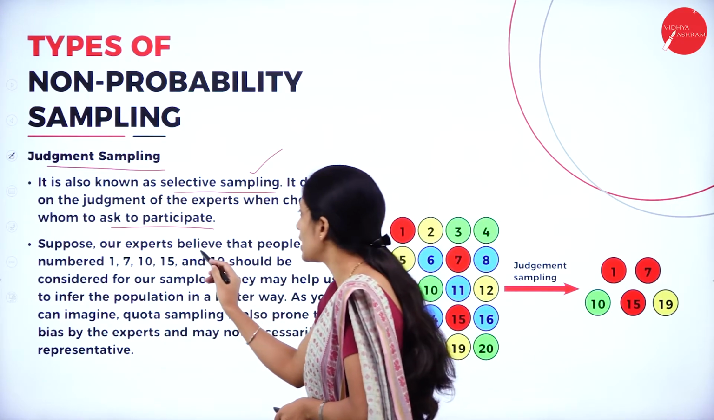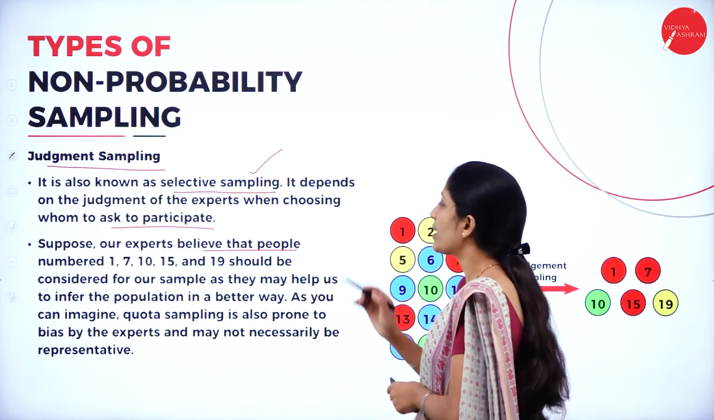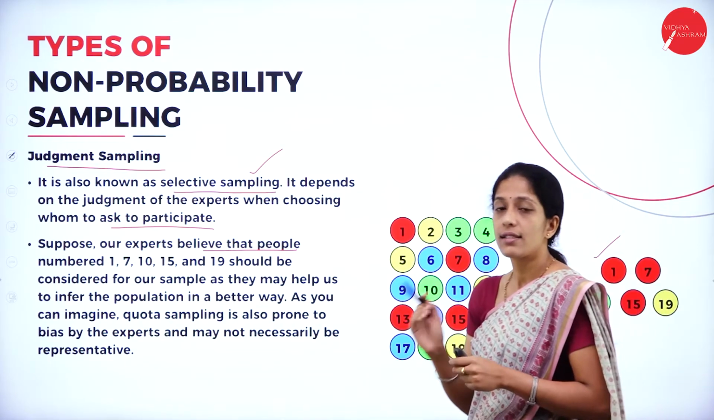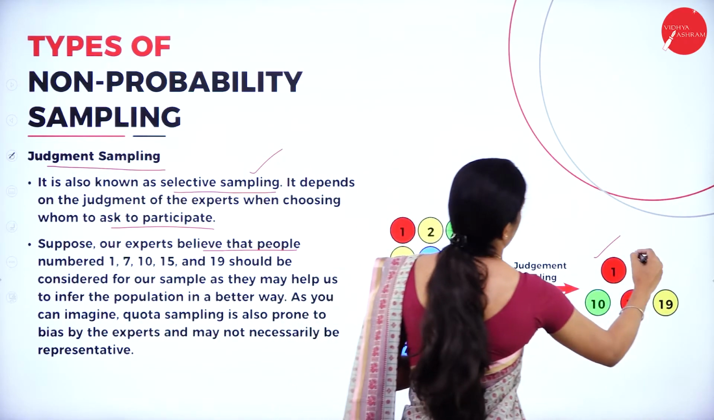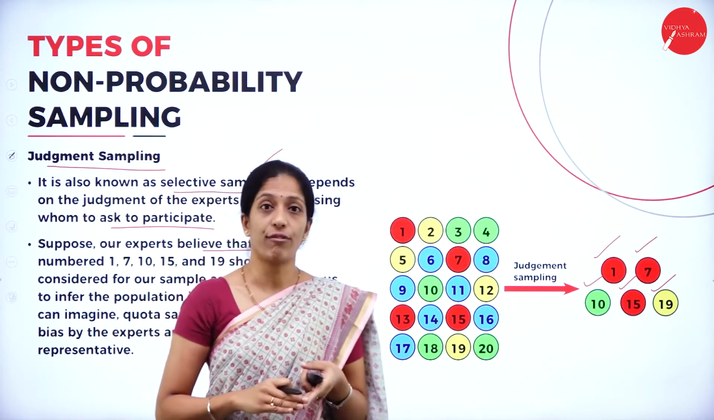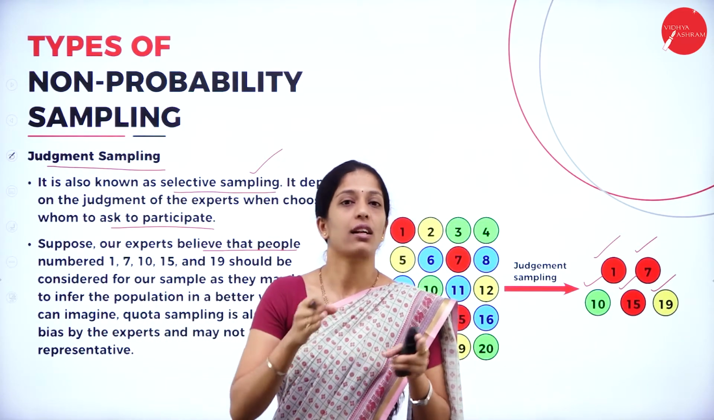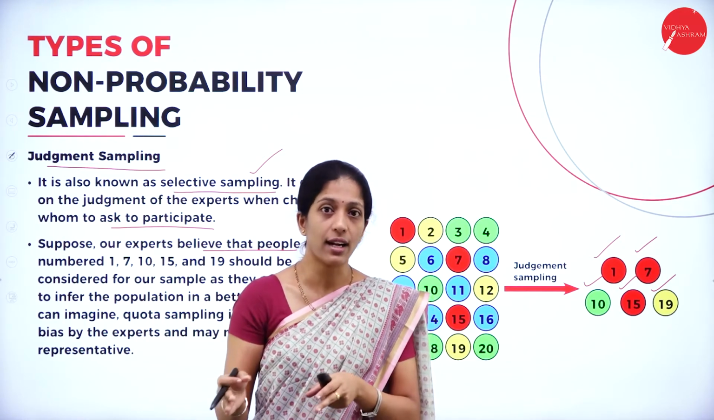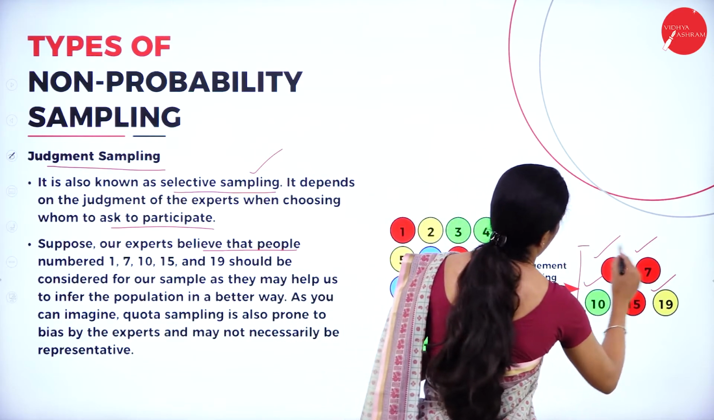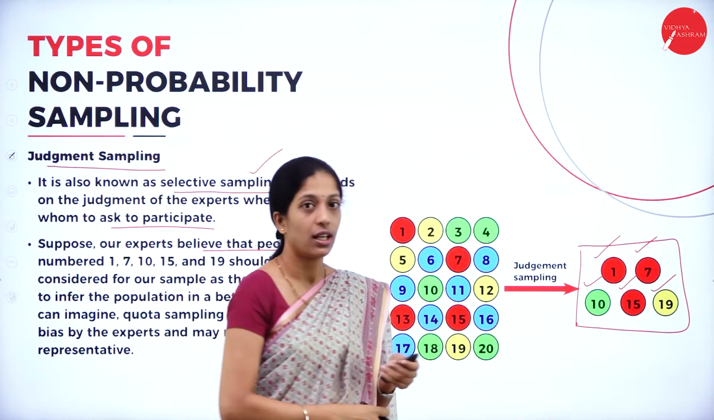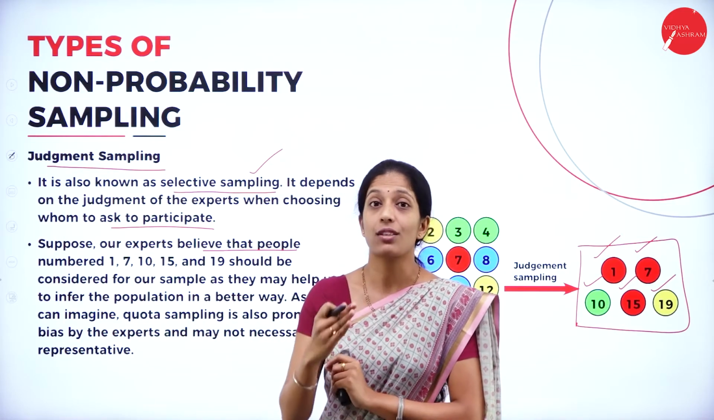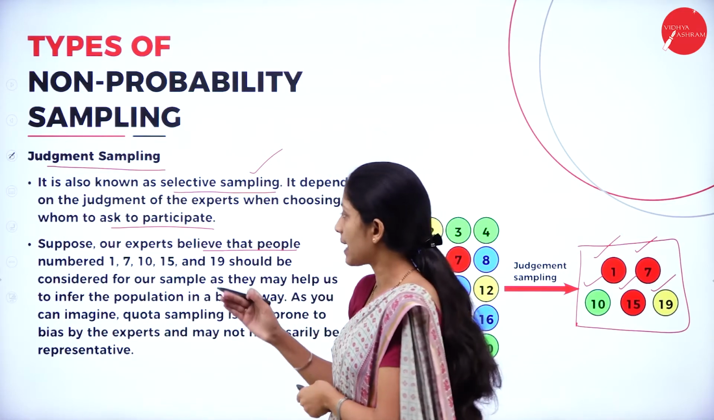Suppose our experts believe that people numbered 1, 7, 10, 15 and 19 will give sufficient information. Here the experts or the researcher themselves have judged that from the whole population of 20, only this many individuals will help us to give the information. So they have made their judgment and they have selected the sample. That is known as judgmental sampling.